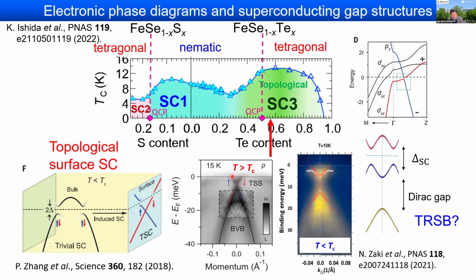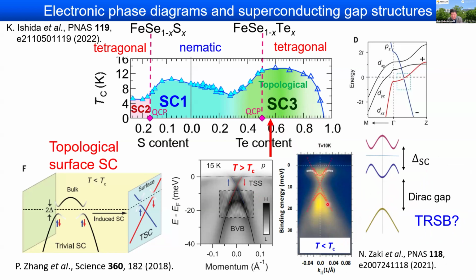However, very recently, the group of Peter Johnson have measured ARPES on this material and found that this Dirac cone is actually gapped below TC on the surface. So this suggests that you may have some kind of time reversal symmetry breaking effect, at least on the surface of this topological superconducting state.